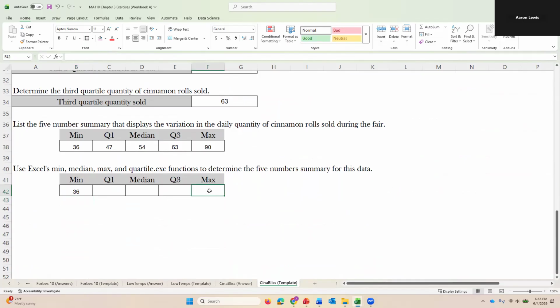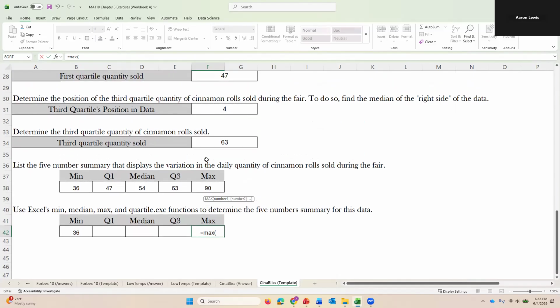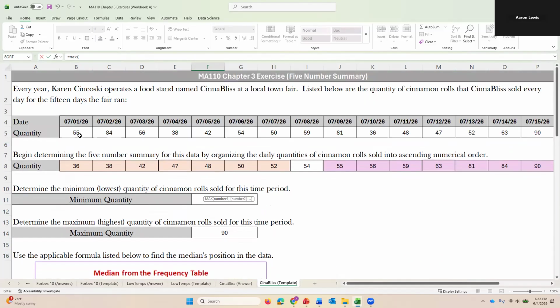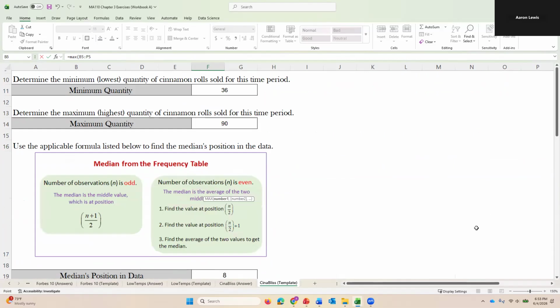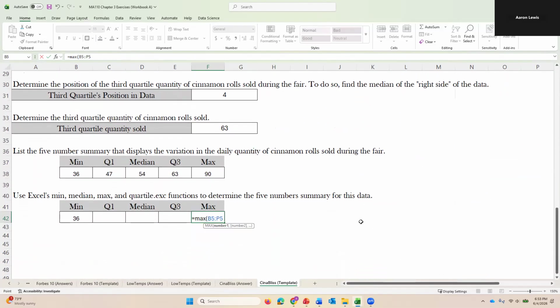For the max, the formula is the max formula. And all you're going to do is equals max, open a parenthesis, and highlight that same array of data. So let's go back through and highlight everything in row 5 one more time. Scroll on down to make sure everything jibes down here. Close the parenthesis, hit enter. And we're confirming above that our max is 90.